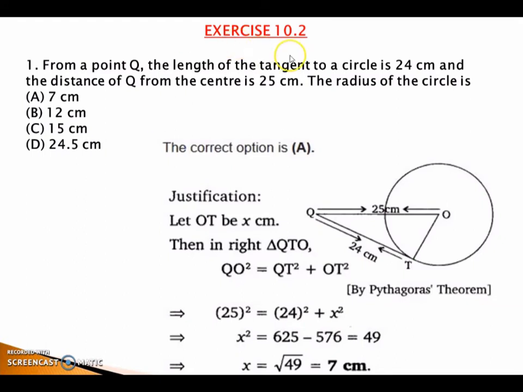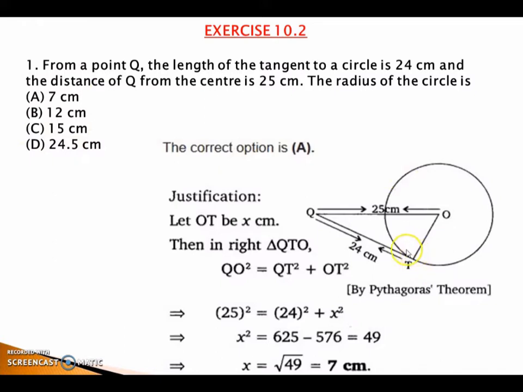Exercise 10.2. The first problem is, from a point Q, the length of the tangent to a circle is 24 centimeters. So from this point Q, if I draw a tangent to the circle, the length of that tangent is 24 centimeters. The distance of Q from the center is 25. So O is the center of the circle. Distance between O and Q is 25. The radius of the circle is, options are given to you. So you have to find the radius.